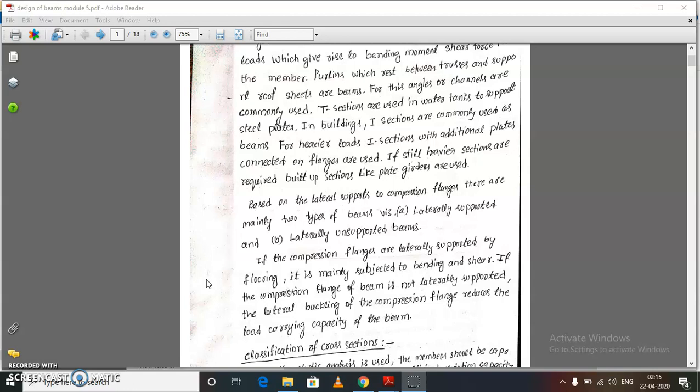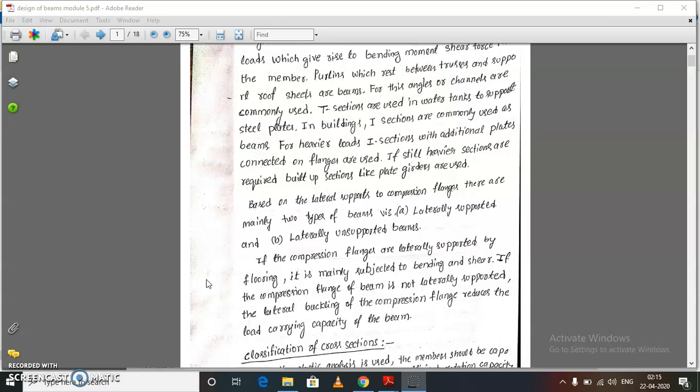So today I would like to discuss the design of beams. A beam is a structural member with length considerably larger than cross-sectional dimensions, subjected to lateral loads, which gives rise to bending moment and shear force in the member.